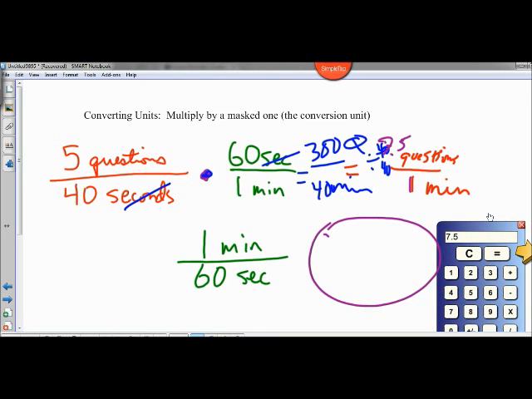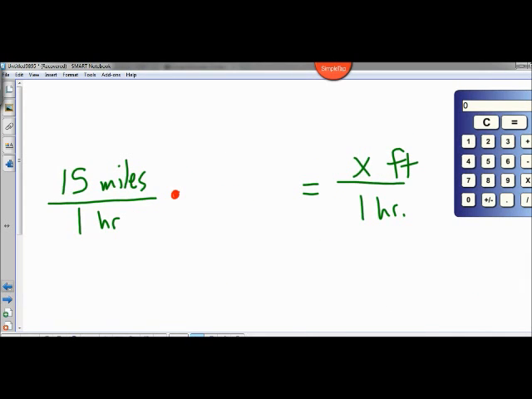And all I did is I multiplied by 1. 60 seconds over 1 minute is a masked 1. It's what I call the conversion unit. And that canceled out seconds and left me with minutes where I wanted minutes, and that was in the denominator. All right, let's see if we can try another one.